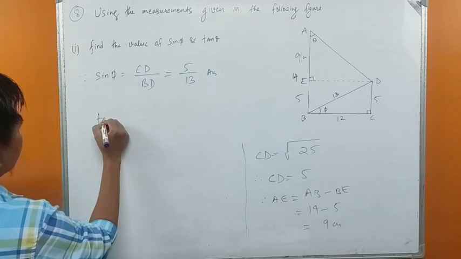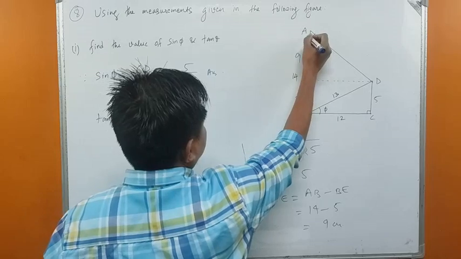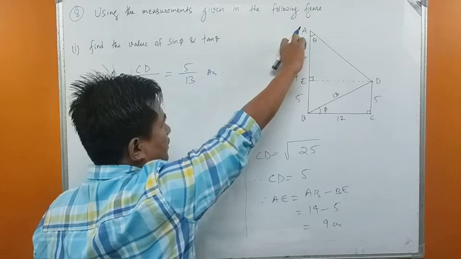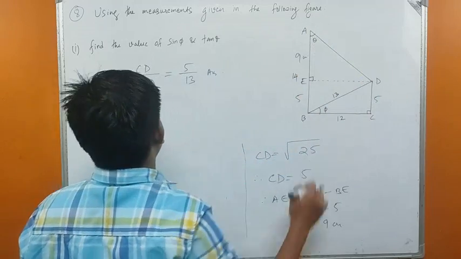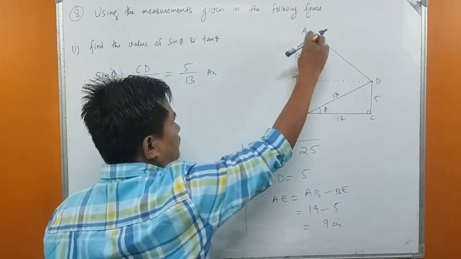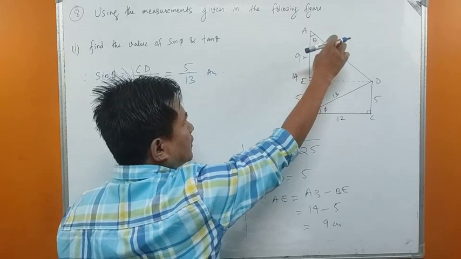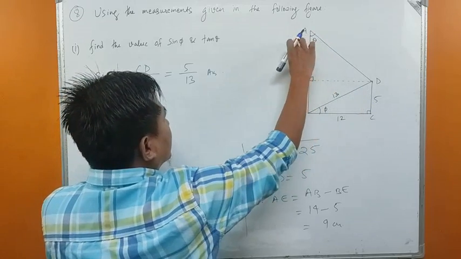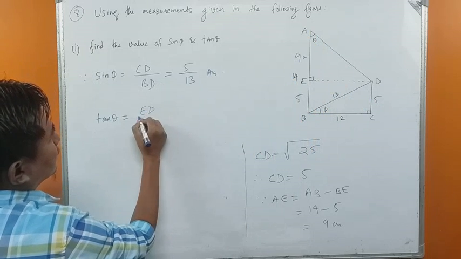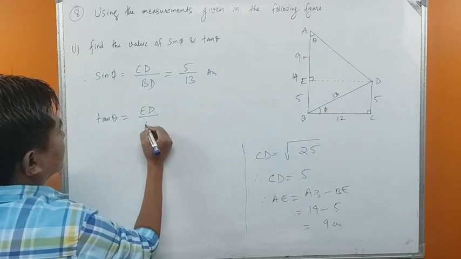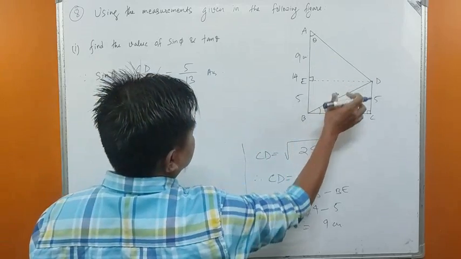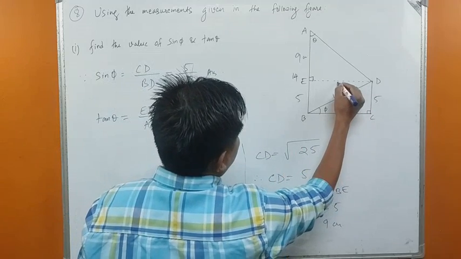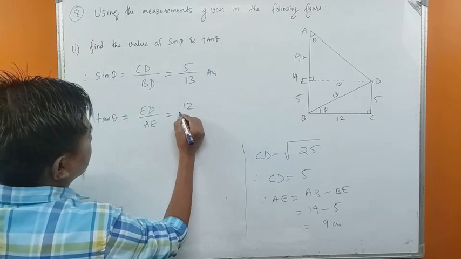Now tan theta, we are talking about this angle. This is 90 degrees, isn't it? This AE becomes base, this becomes perpendicular, AD is the hypotenuse, the longest side. So tan theta means perpendicular upon base. ED is the perpendicular and AE is the base. So what is ED? ED is 12, isn't it? Because this side BC and ED are the opposite sides of rectangle BCDE. So ED is 12 upon AE.